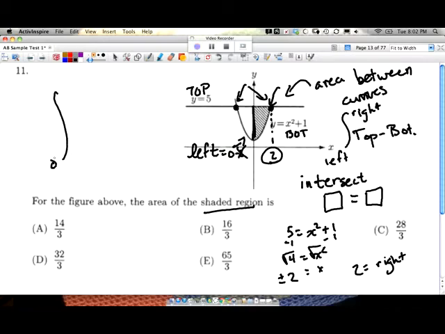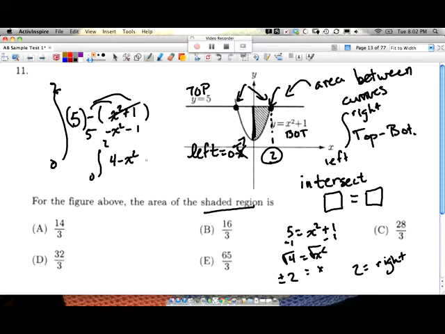Alright, so what's my integral? It's going to go from 0 to 2. That's my left to right boundaries. The top is going to be the function 5. The bottom is that bottom function, that whole thing, x squared plus 1. Now I did something detailed here. I put this in parentheses because this negative is going to apply to both of these terms. So it's going to be 5 minus x squared minus 1, if you were to think about it like that. So we can simplify that. 5 minus 1 becomes 4, so this is really the integral from 0 to 2 of 4 minus x squared dx.